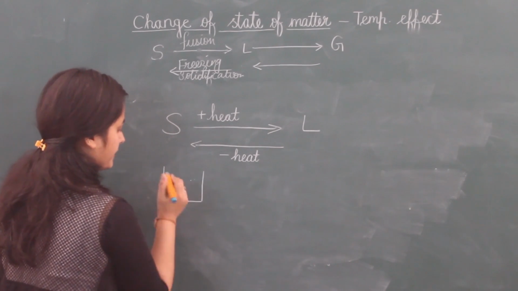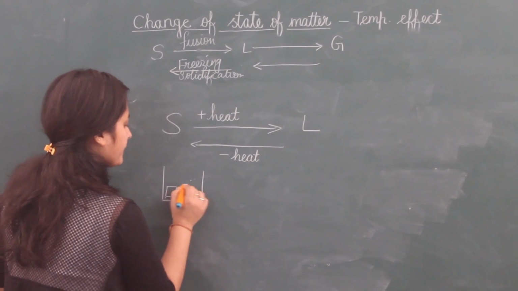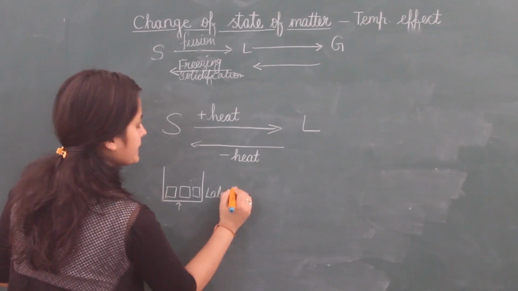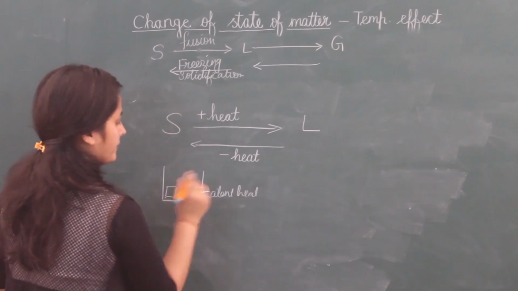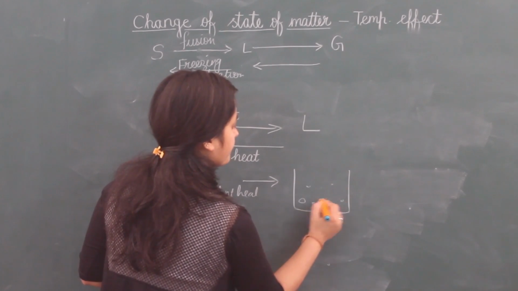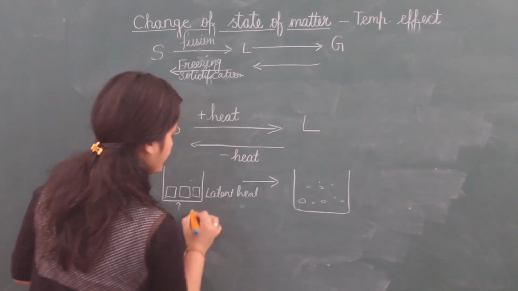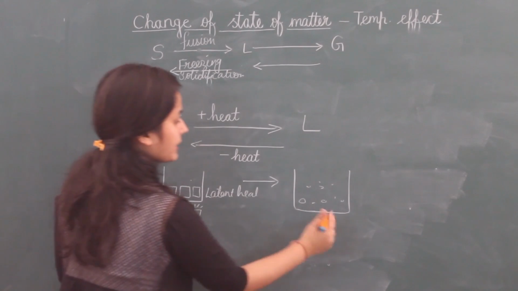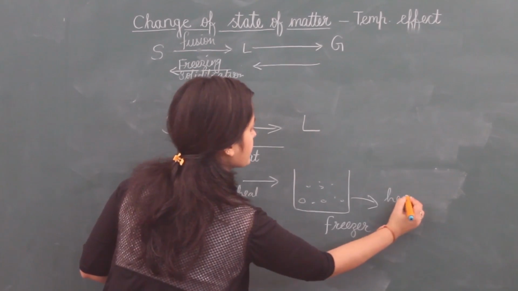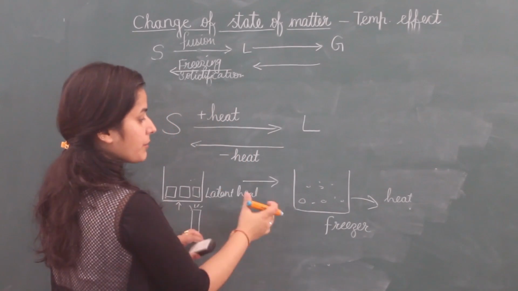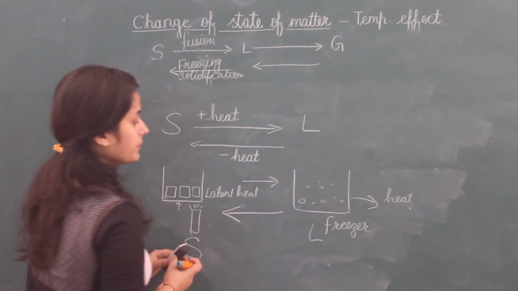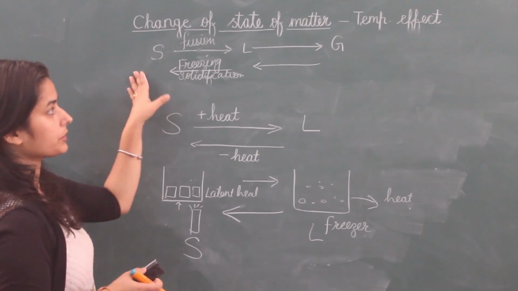See what happens. This is solid, this is ice. Now I am giving here latent heat. This will convert into liquid. Here I am heating this one. Now I am keeping it in the freezer. I am taking out the heat that I have given here, that means the same amount of latent heat, and this liquid will convert into solid. So it is all about this. Tomorrow we will do the next process.